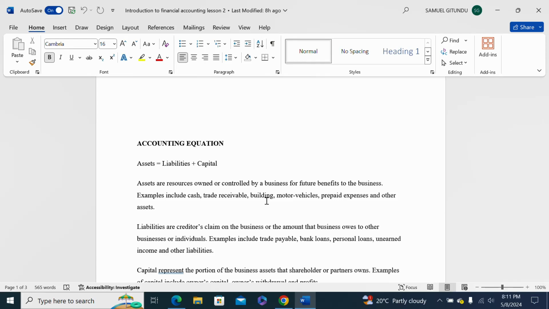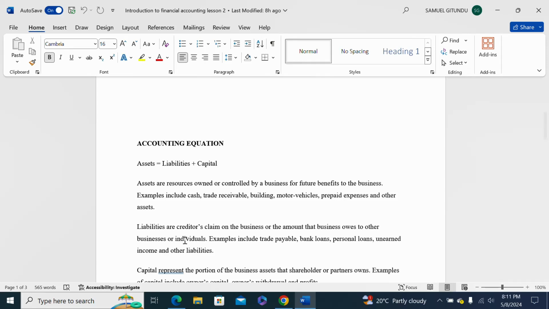And then we also have other assets. We are going to discuss more assets in the second topic. Then you have liabilities. What are liabilities? Liabilities are creditors' claims on the business, or the amount that the business owes to other businesses or individuals. Liabilities are obligations that the business is supposed to pay.